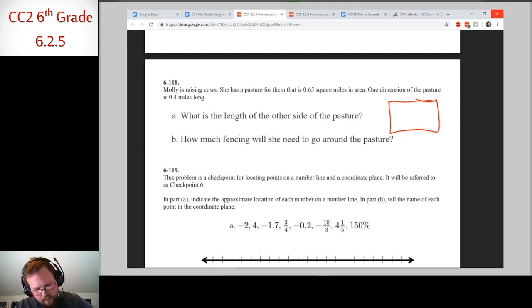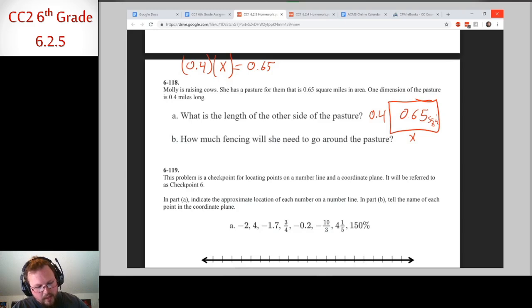So if your area is 0.65 units square, or square miles, and then the length on one side is 0.4, what math problem you're doing is you are taking the 0.65 is equal to 0.4 times some other number. When you don't know the number, we call it x. And because to find it you multiply, the opposite is divide.